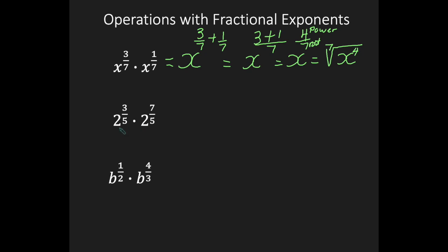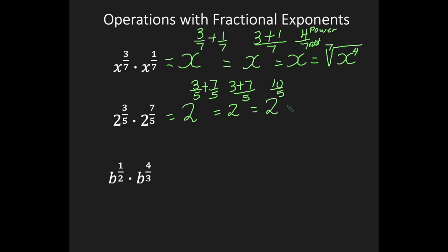Now, again, your base could be a numeral. So you're going to keep your base, which is 2. You're going to add your exponents, which is 3 over 5 plus 7 over 5. Again, the denominators are the same, so I'm going to keep my 5. I'm going to add the 3 and the 7. So that gives me 2 to the 10 over 5.